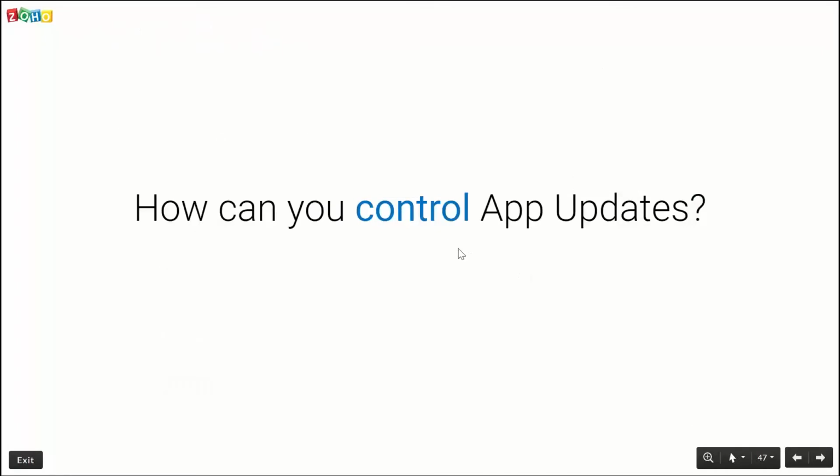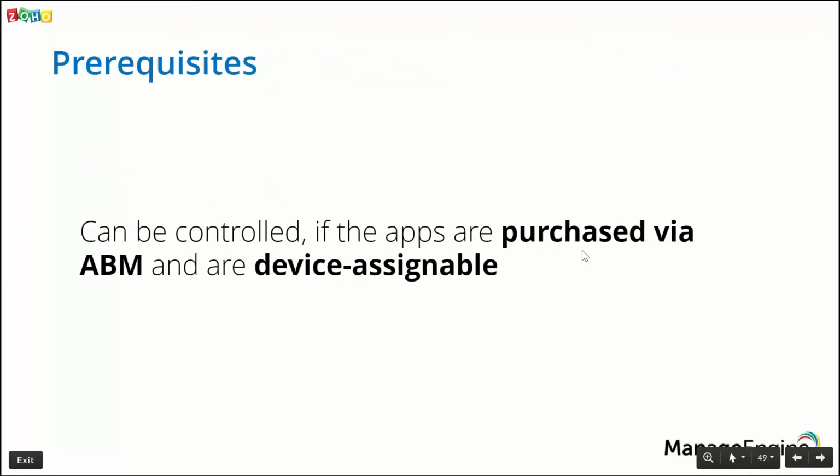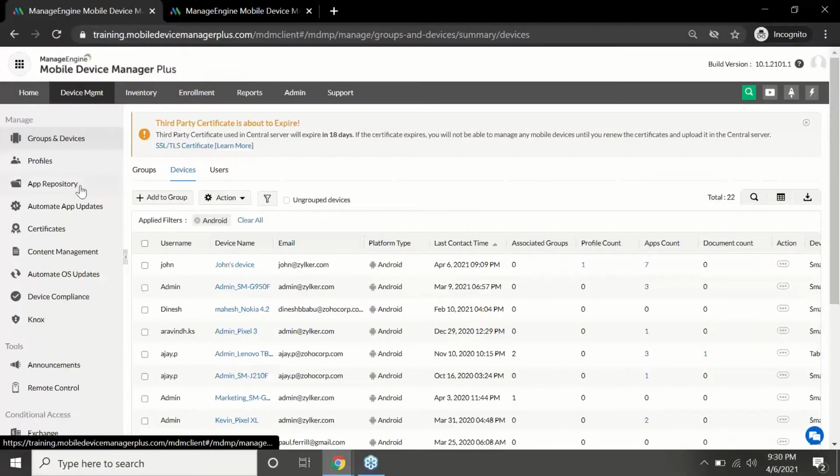Every application that you will be using on your devices will get frequent app updates. Along with an app update can come a new set of features or enhancements. So we always recommend that you update your application to the latest version. This is because the latest version of the app could be the fix for any existing security problems or any issues affecting productivity. To control your app updates, they need to be purchased through Apple Business Manager and should be device assignable. So now let's see how you can manage your app updates.